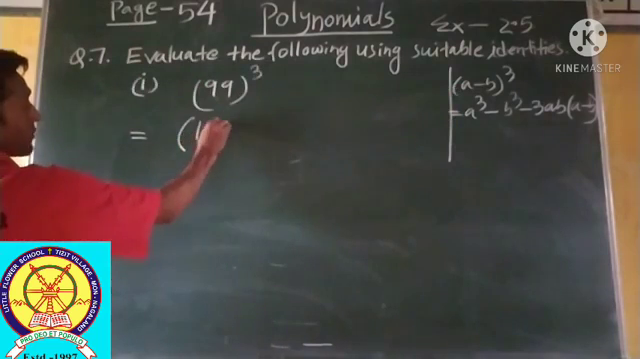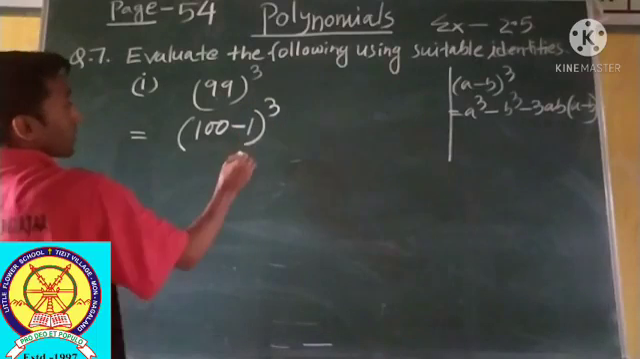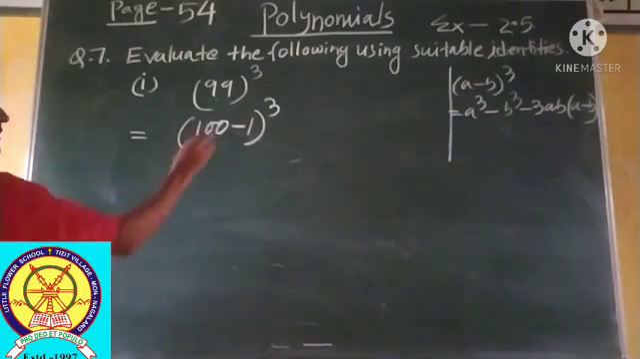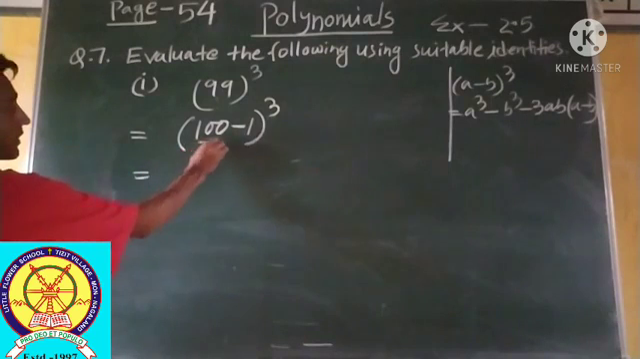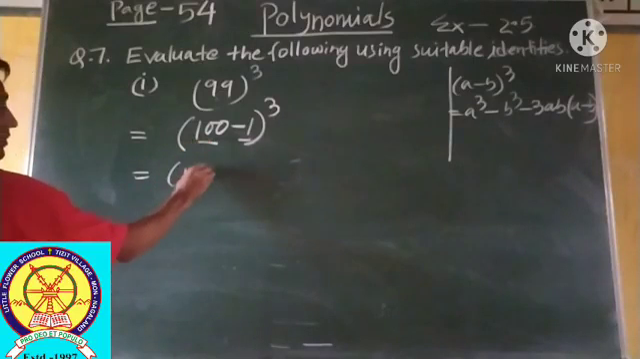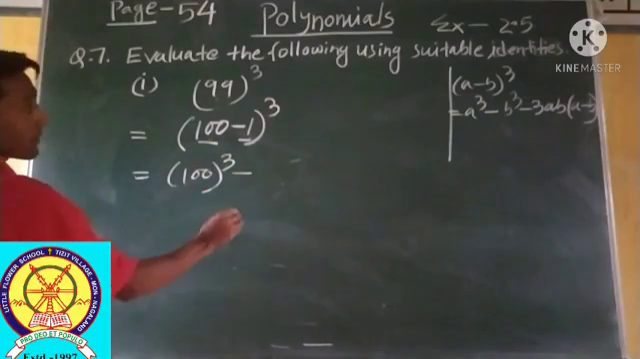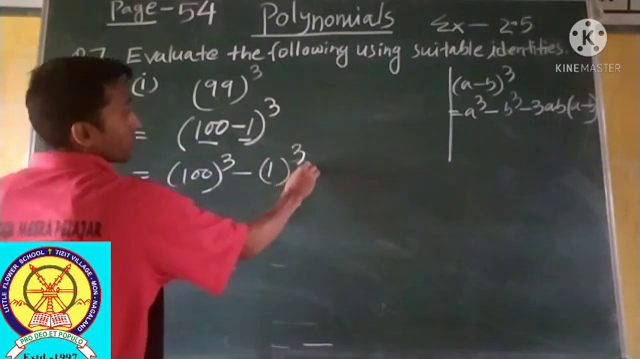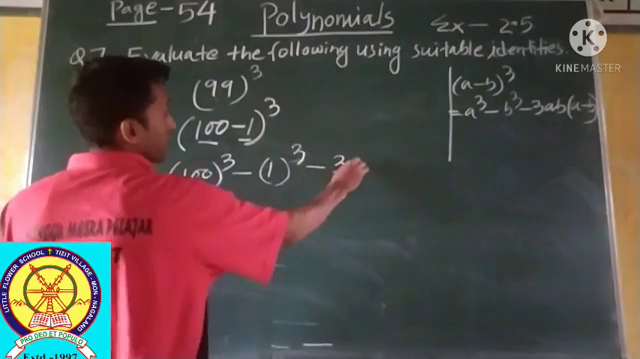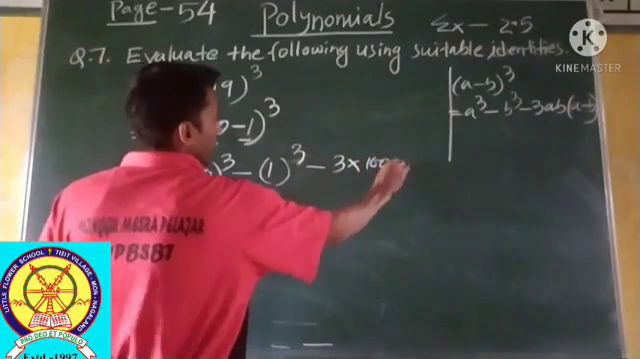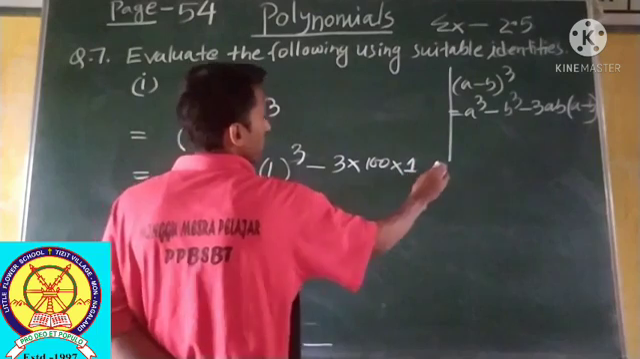If you subtract 1 from 100, then you get 99. So now you see (a minus b) whole cube. It is now according to the identity. So here a is 100 and b is 1. (a minus b) whole cube is a cube, so 100 whole cube, minus b cube. B value is 1, so 1 cube, minus, as per the identity, 3 into a into b. A we have 100 into b, b we have 1.